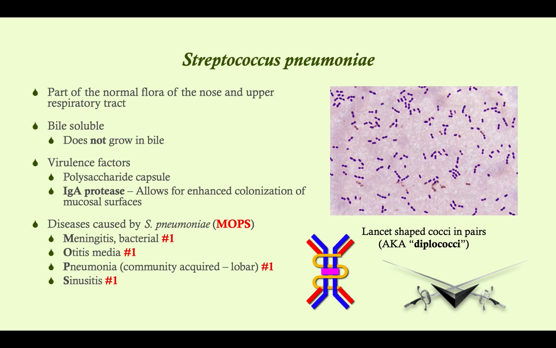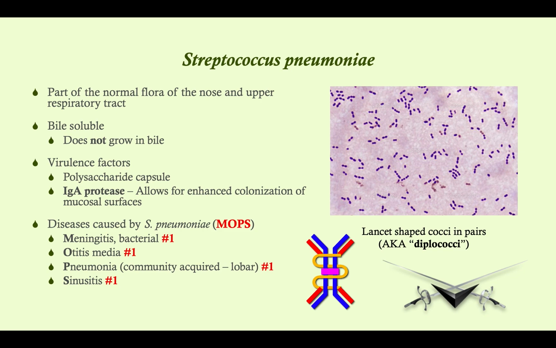Couple important virulence factors. First of all, unlike Viridans group strep, strep pneumo is a very, very important encapsulated bacteria. One of the most important encapsulated bacteria. It's got a polysaccharide capsule. Strep viridans is not encapsulated.